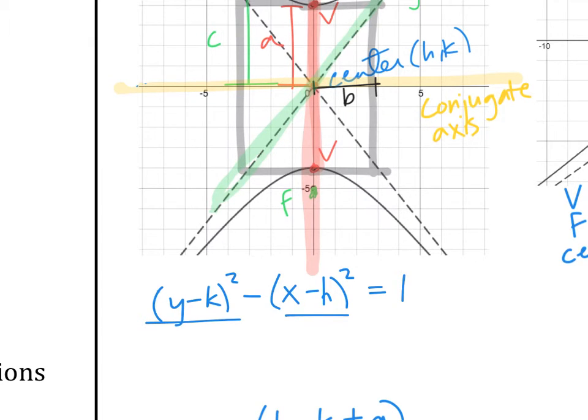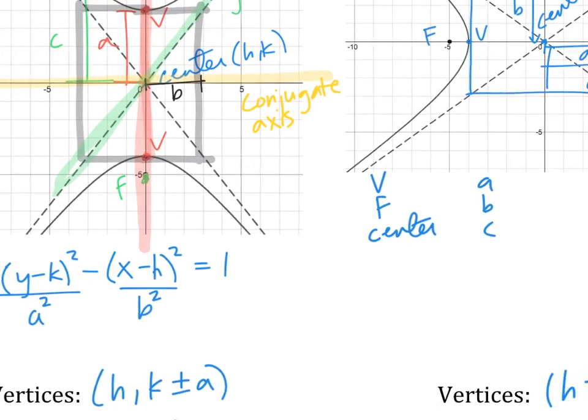I'm just afraid that when I tell you this, you guys will be like, what? Okay, for hyperbola, a squared always comes first. It does not matter which one's bigger, does not matter which direction it is, it's always a squared first.